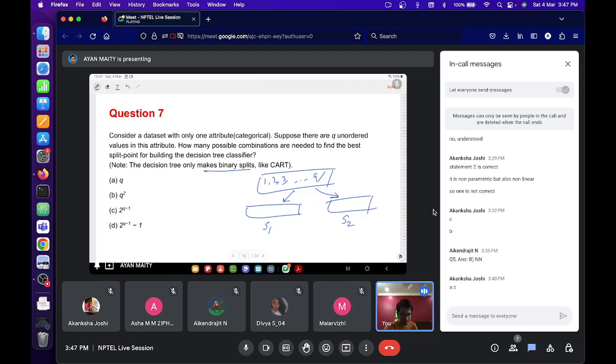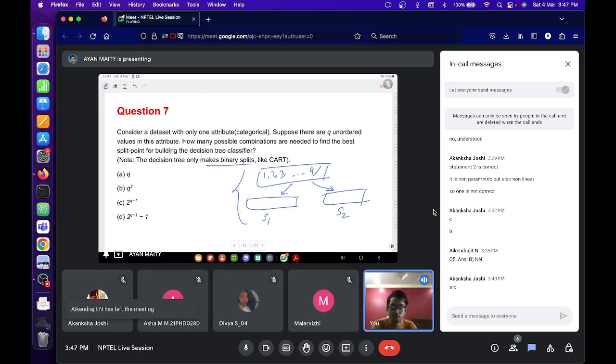So I hope the question is clear. Using this simplification of the problem, you are given q unordered values 1, 2, 3 up to q, and you have to split this set into two sets, s1 and s2. How many ways can you split it?